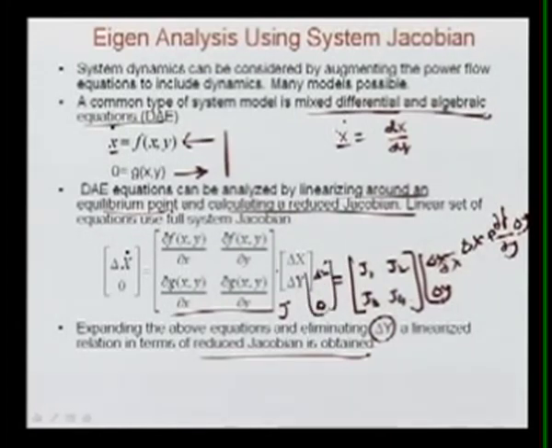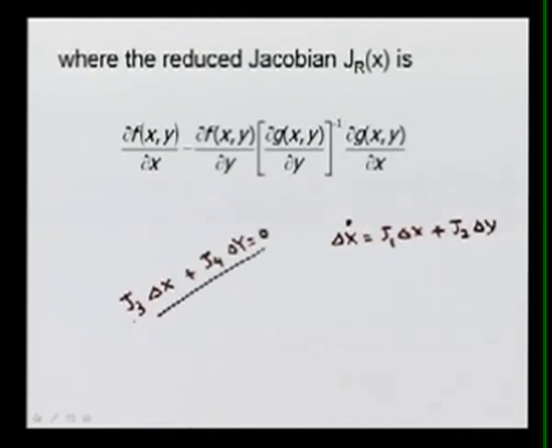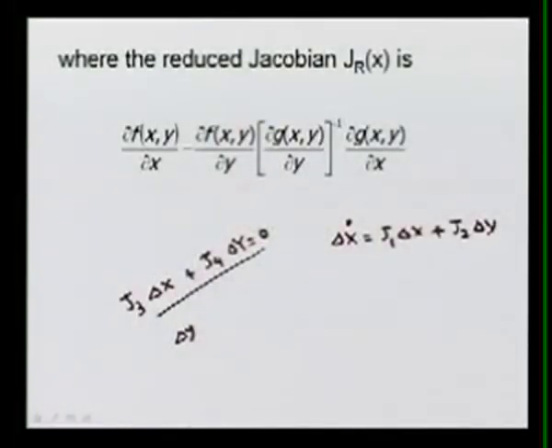From the lower equation, we can write J3 change in x plus J4 change in y equals 0. However, the change in the differential equation x dot is nothing but J1 change in x plus J2 change in y. From here we want to replace the change in y. Actually x and y are vectors, various x states and various y states are there, so they are not one quantity.